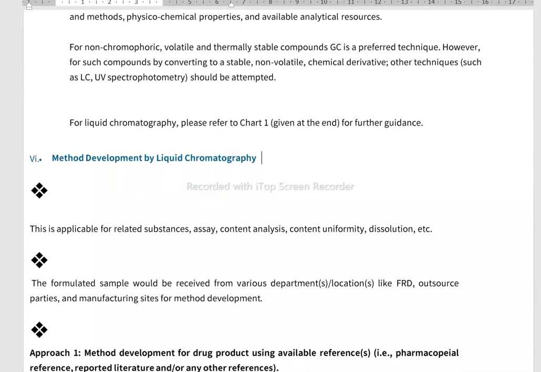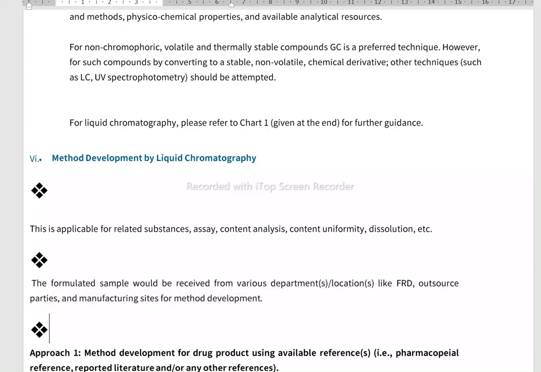This is applicable for related substance assay, content analysis, content uniformity, dissolution, etc. The formulated sample would be received from various department locations like FRD, outsourced parties, and manufacturing sites for method development.